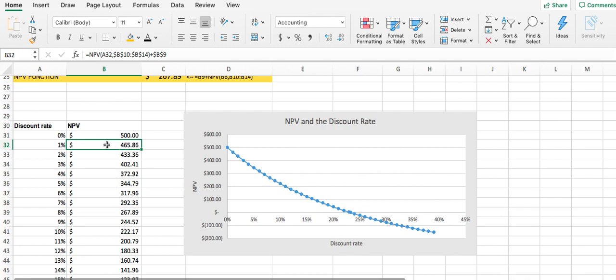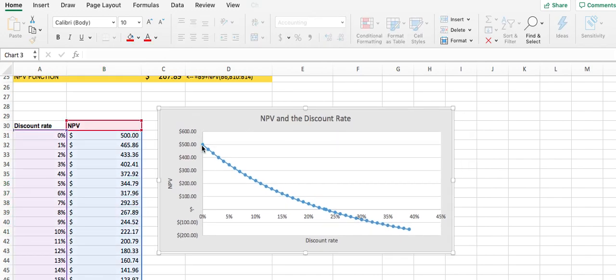As the discount rate increases, notice how the net present value decreases. And we can see that here in the graph as well. With no interest rate, no discount rate, we have a high return. However, increasing that rate will give me a low return. So here we want to determine the internal rate of return. At what discount rate will the net present value equal 0?